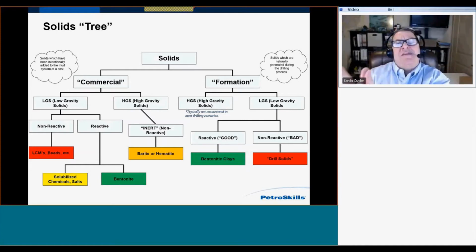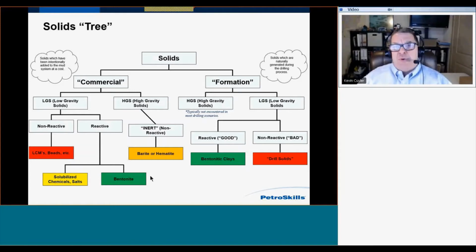On the opposite side of that, we have what we call reactive low-gravity solids. And reactive low-gravity solids are good low-gravity solids. What do I mean by a reactive low-gravity solid? A reactive low-gravity solid performs a function for us in the wellbore. Most commonly, we talk about bentonite, and I have bentonite down here in green in this box.